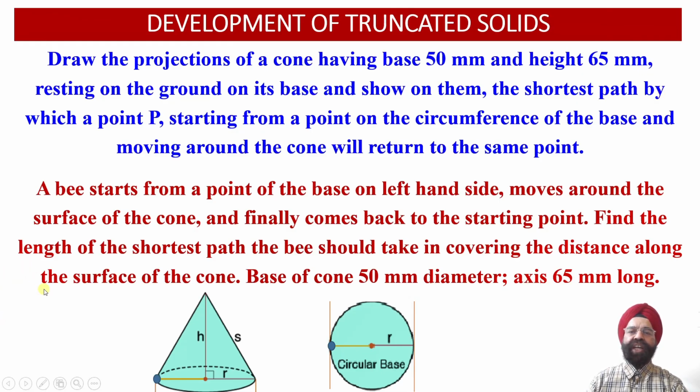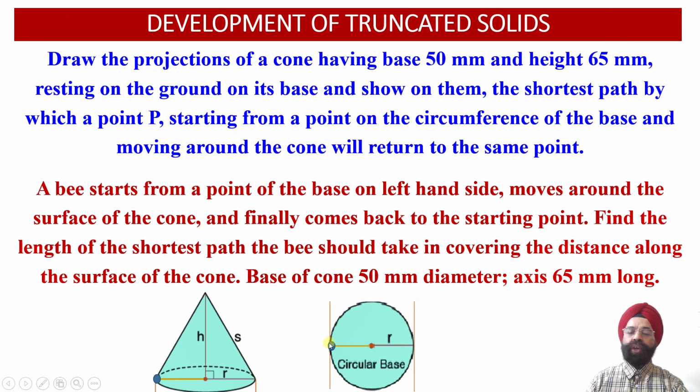So there can be another statement for this question, that is, there is an insect or a bee which is going to start from a point of the base on the left hand side. Now this bee moves around the surface of the cone and finally comes back to the same starting point over here. That is, it will cover one revolution of this cone, and again it will be coming back to the same point. So there can be two paths over there. One path can be alongside the circumference. We can see this path will be equal to 2 pi r, but it is going to be a long path as we can see over here.